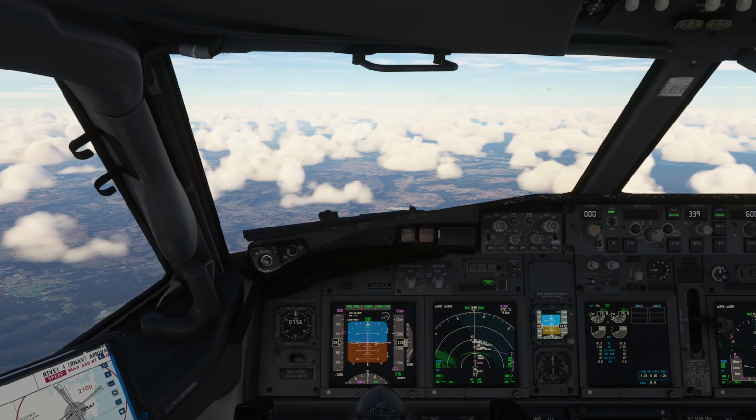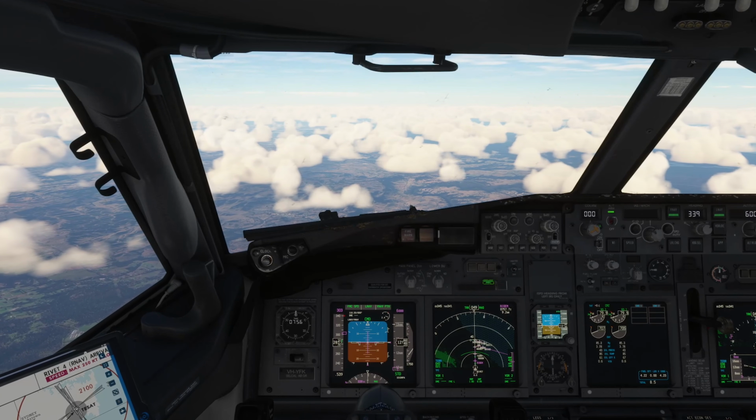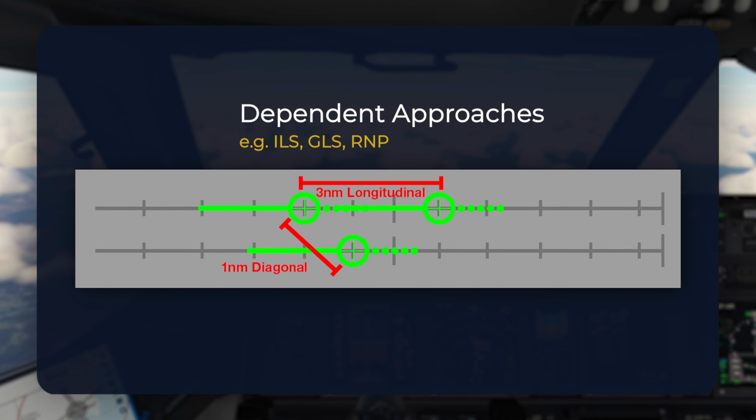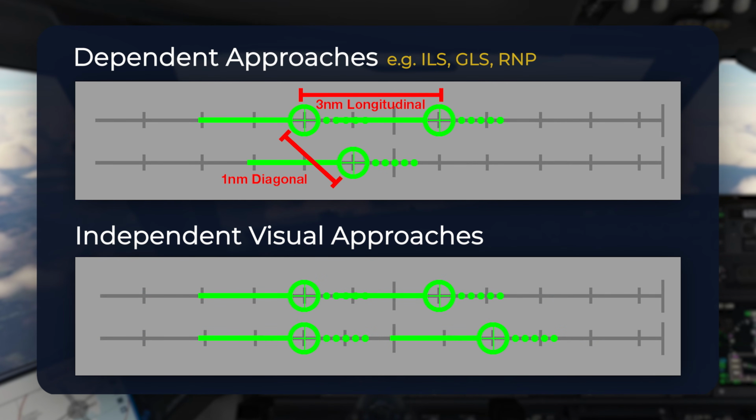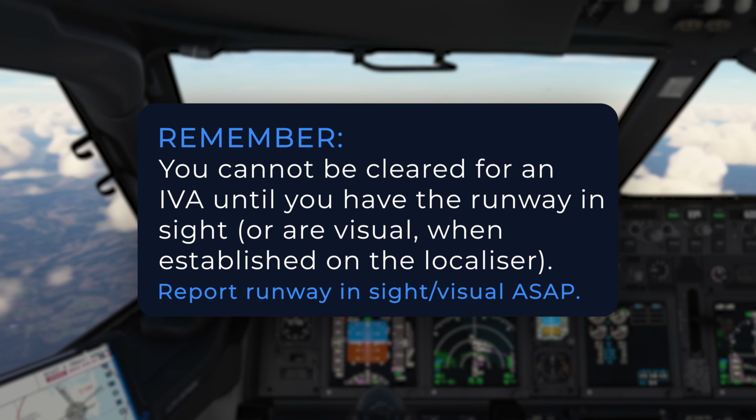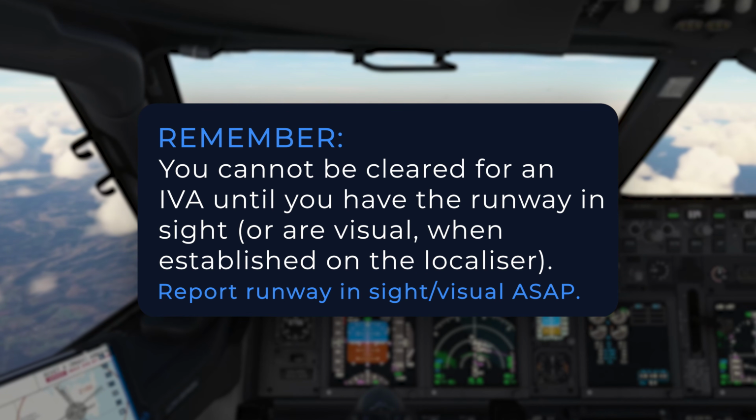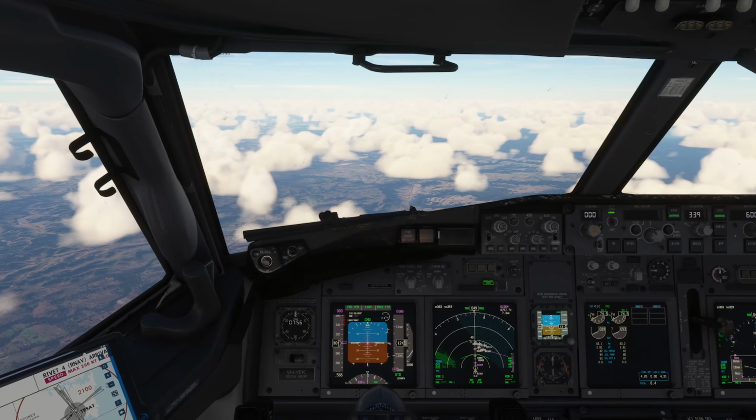Arriving at Sydney, you may encounter a procedure known as Independent Visual Approaches, or IVAs. This is a type of visual approach that allows multiple aircraft on adjacent finals for the parallel runways without prescribed separation minima. You cannot be cleared for an IVA until you have the runway in sight, so you should report runway in sight as soon as possible. Then, you'll be given a heading to join final by Sydney Director or Approach, and should visually fly the approach.